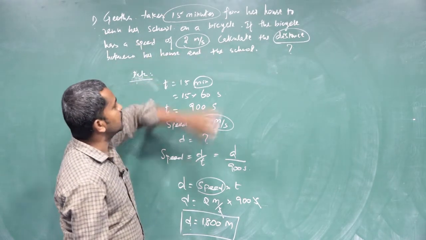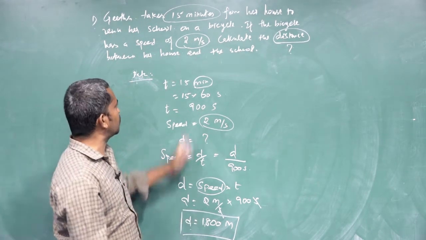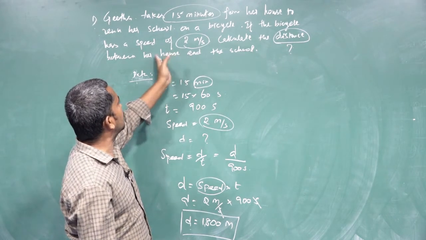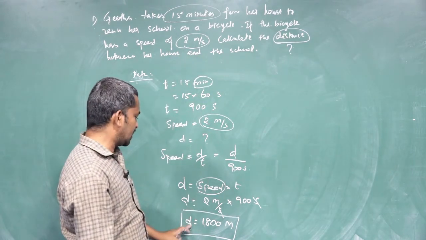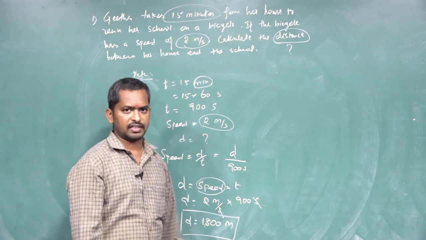This is the distance between Geeta's house and the school. So d is equal to 1800 meters.